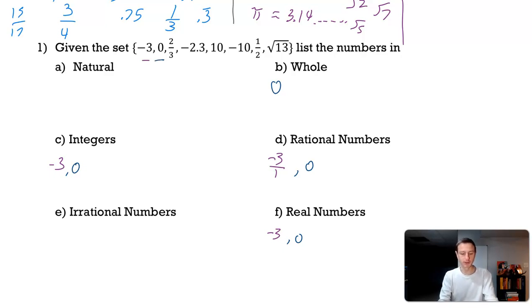Next one, 2/3. So 2/3 is a fraction. It's not 2 over 1 or 3 over 1. It's 2/3, so it's not natural. It's not whole. It's not an integer. Integers are only negative 1, -2, -3, 0, 1, 2, 3, and so on. So not these fraction values, but it is rational because we could write it as a fraction. 2/3 is a fraction, so that's rational.